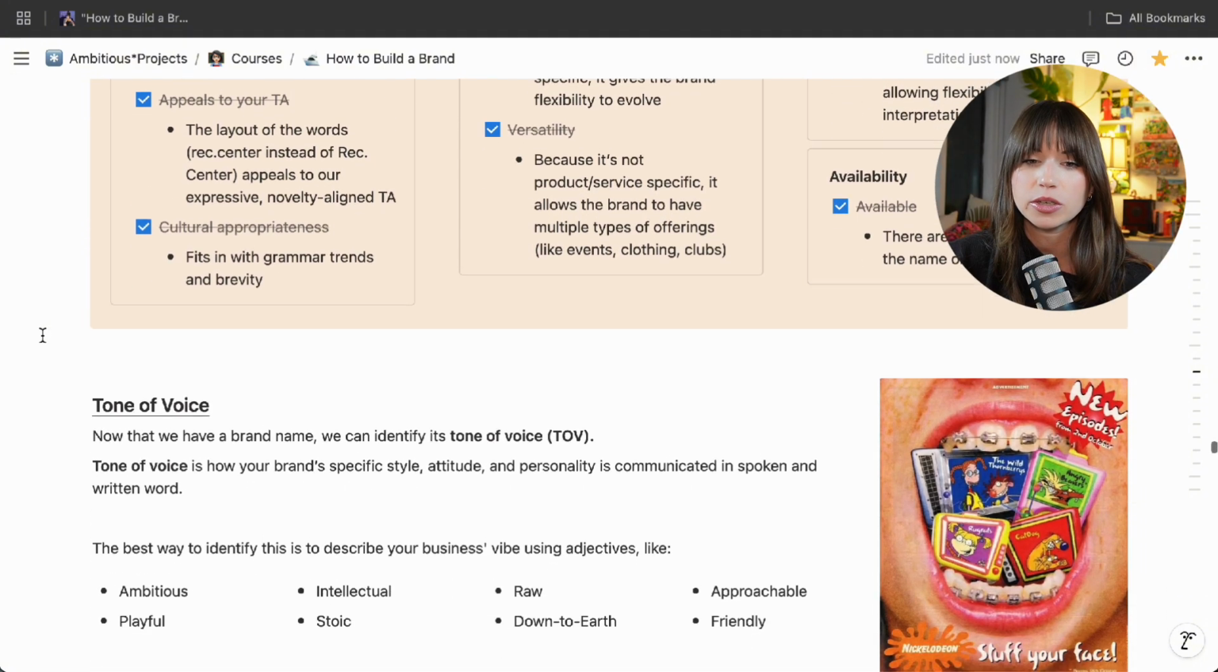All right, moving on to our tone of voice. Now that we have this brand name, how does that brand talk and interact? And this goes as far as our language, how do we verbally communicate, and in a written capacity as well. But pictures are worth 1,000 words. So it really sets the tone of how we act.